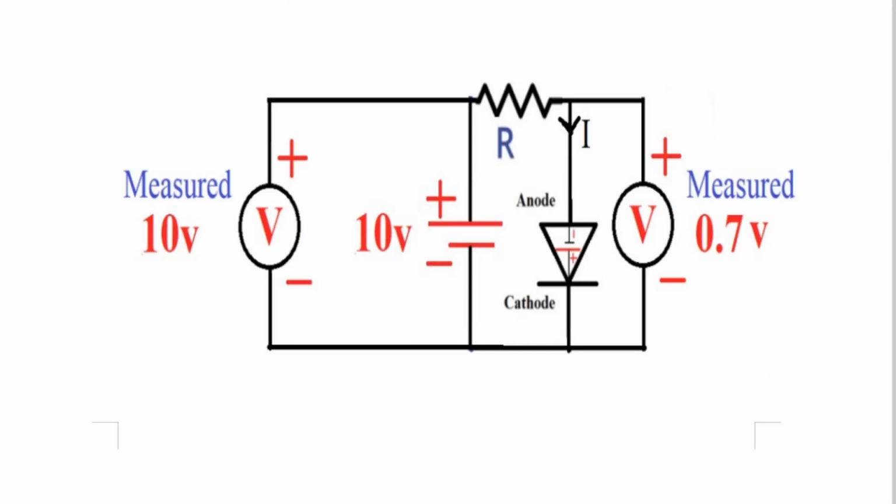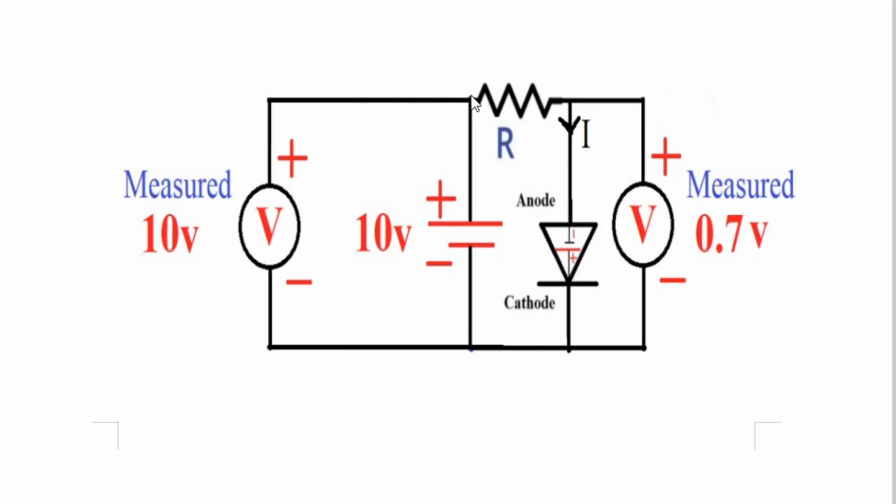And that is what you see in the diagram. We'll connect the resistor R between the anode of the diode and the positive of the battery. And now you see here, the positive of this voltmeter and the positive of this voltmeter are not common now, not connected to each other.